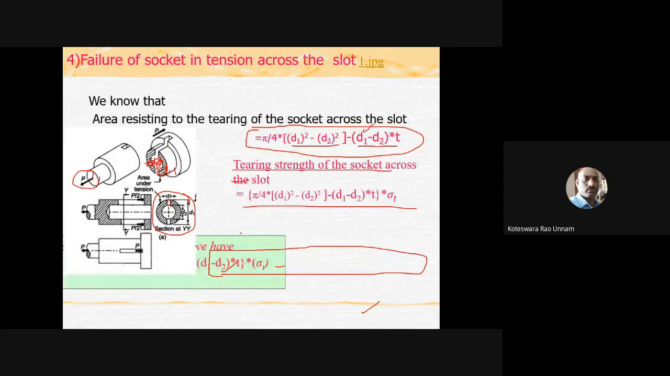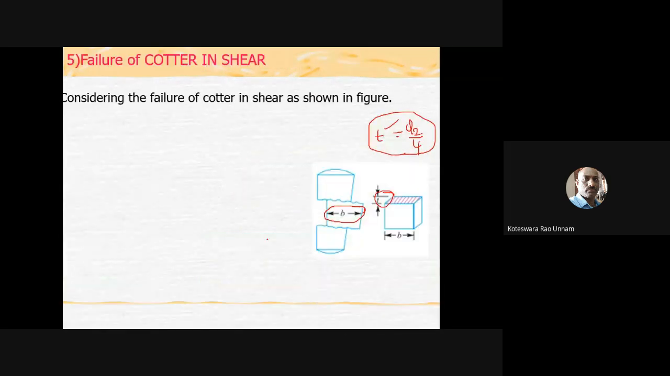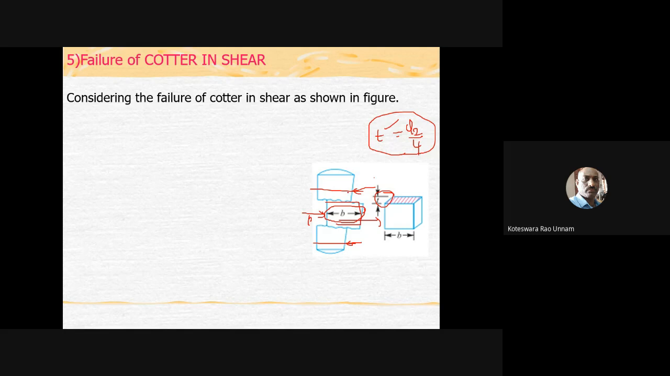For that, I have shown the free body diagram also here. You can see that P by 2 is acting here, P by 2 is acting here, and P is acting here. So this P is pulling this portion in the rightward direction, and these P by 2 forces are pushing the top and bottom in this direction. Therefore the shearing is going to take place something like this. If I take the shearing section here, it is going to be something like this. Here it is B and thickness is T.